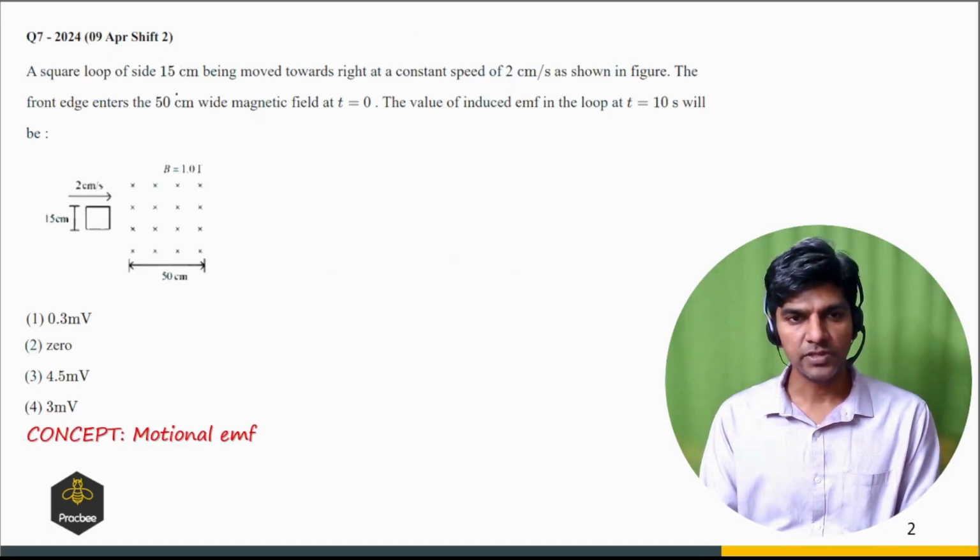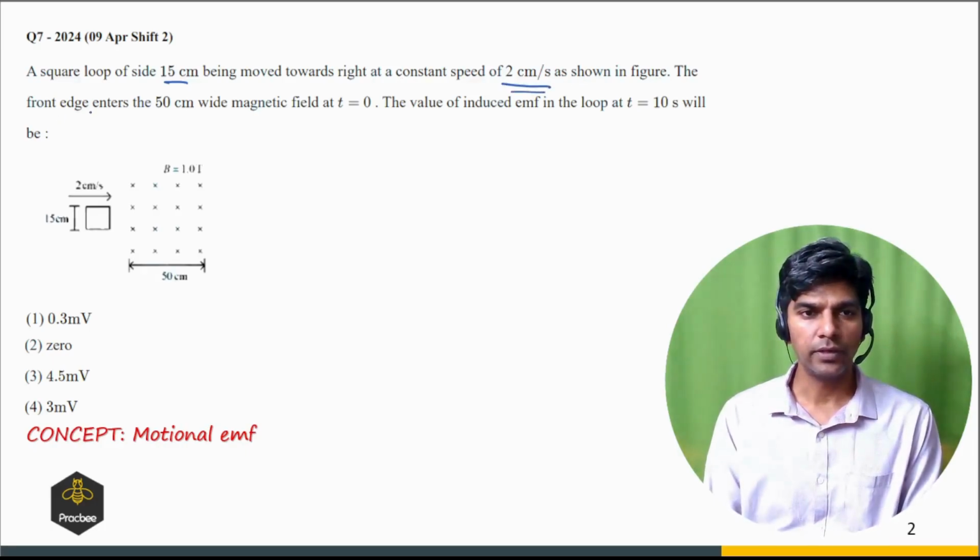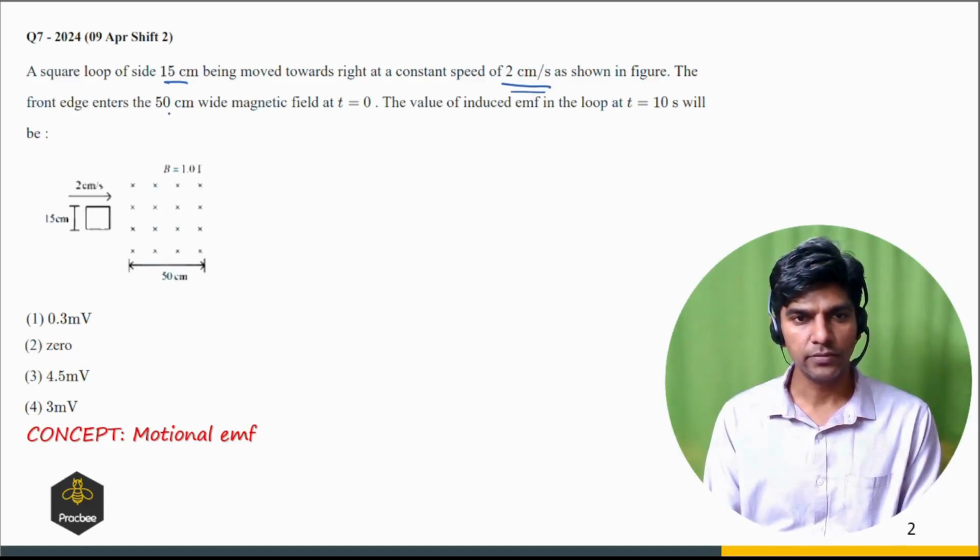A square loop of side 15 centimeter is being moved towards right at a constant speed of 2 centimeter per second as shown in the figure. The front edge enters the 50 centimeter wide magnetic field at t equals 0. Find the value of the induced EMF in the loop at t equals 10 seconds.